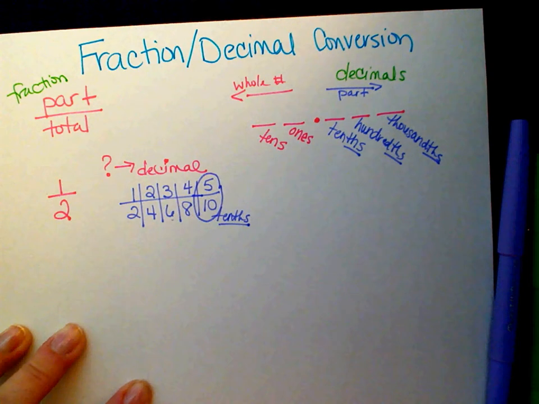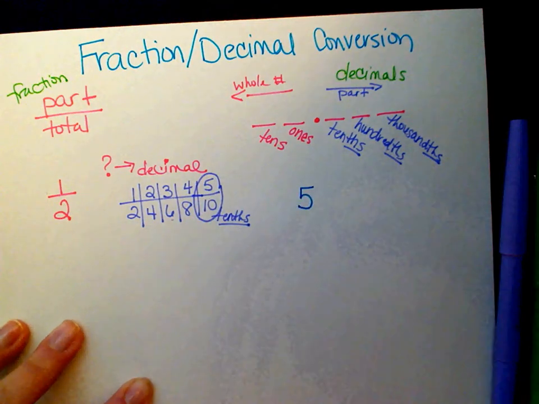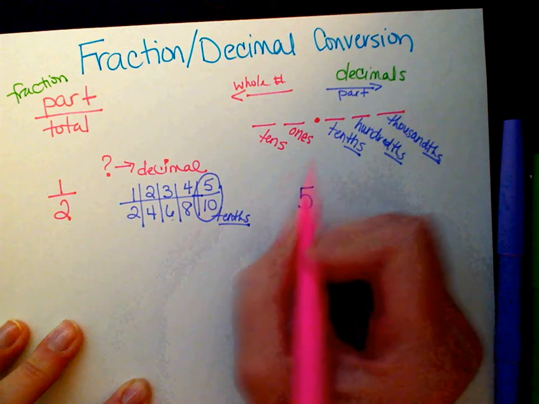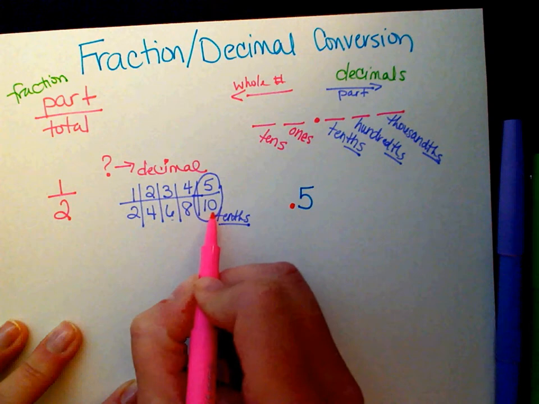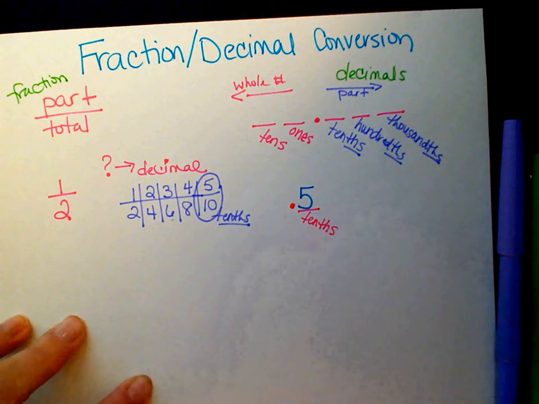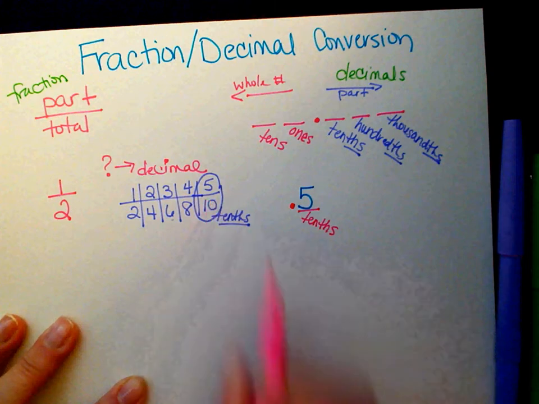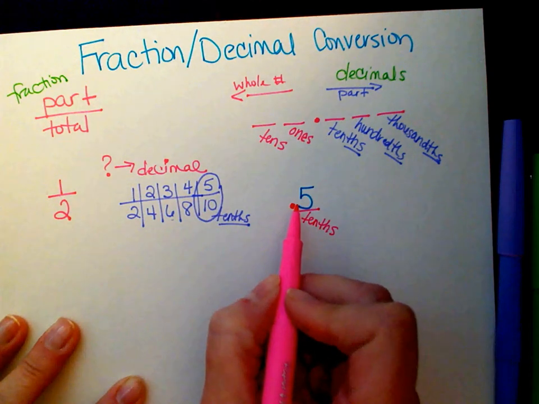But how do I put it into that decimal place? Well, remember that all we do is we take our numerator, and that numerator is going to sit in the place value that the denominator matches. So this denominator is tenths, so this needs to sit in the tenths place. 1/2 is equal to 5/10ths.